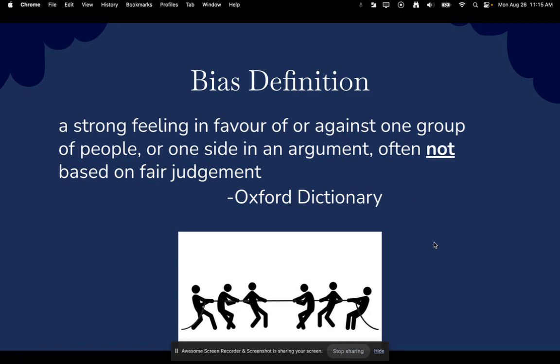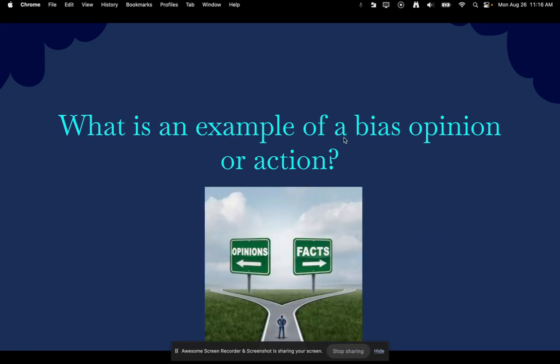So here's the bias definition from the Oxford Dictionary. It is a strong feeling in favor of or against one group of people or one side in an argument, often not based on fair judgment. So here's another question for you. What is an example of a biased opinion or action? Again, don't say I don't know. Just try your best.